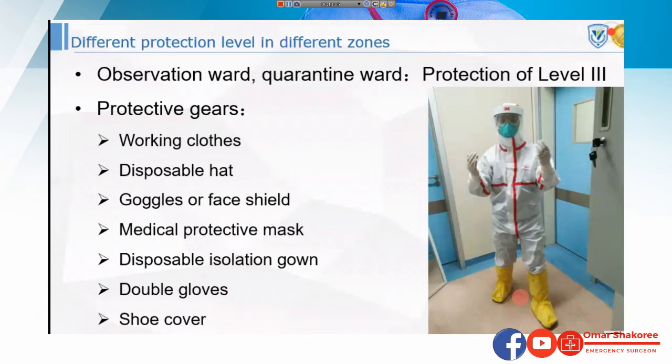Now protection level 3, which is used for the observation ward or quarantine ward. It consists of working clothes with a disposable hat and face shield or goggles, medical protective mask, disposable isolation gown, double gloves. I will focus on this: double gloves, not single-use gloves, for those working in the quarantine ward or observation ward, and shoe cover.